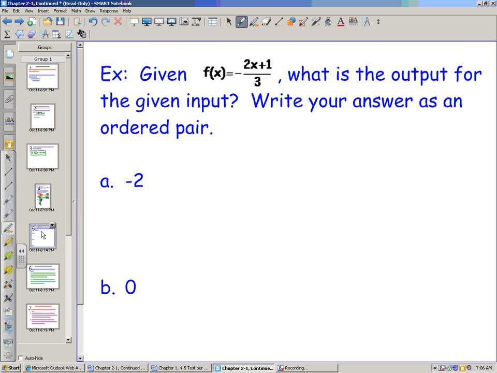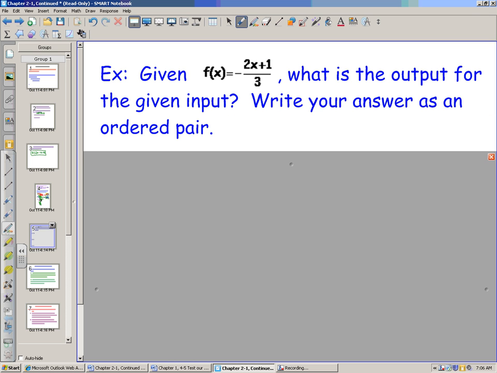Okay, let's do it one more time. This time I give you f of x, which is a homework problem, y'all. Given f of x is equal to negative 2x plus 1/3, what is the output for the given input? In other words, what is the y value for the given x value? Write your answer as an ordered pair, exactly what we just did.